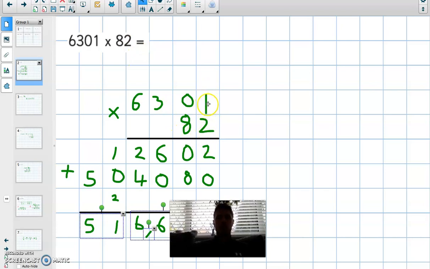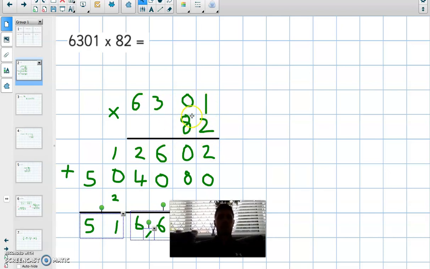So 1 multiplied by 2 is 2. 2 multiplied by 0 is 0. 2 multiplied by 3 is 6. And 2 multiplied by 6 is 12. So 12,602 is this number multiplied by 2.